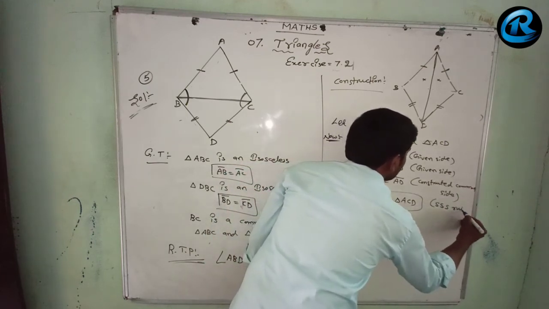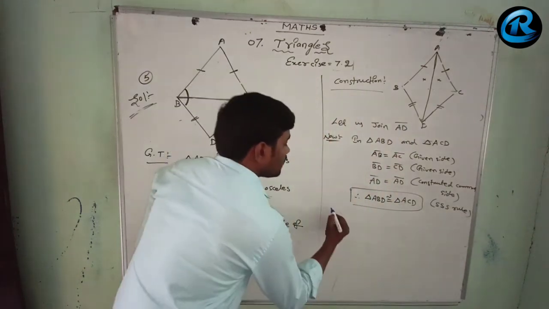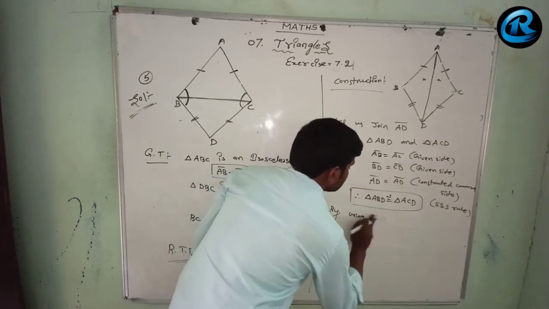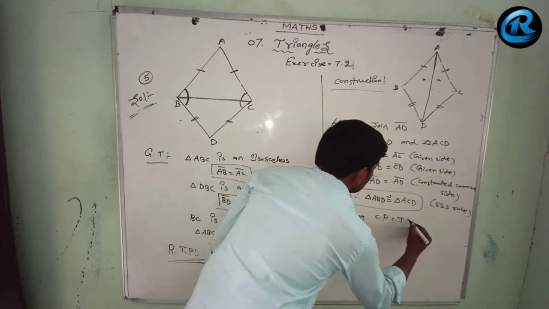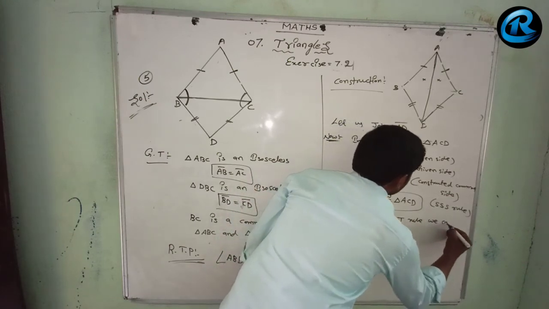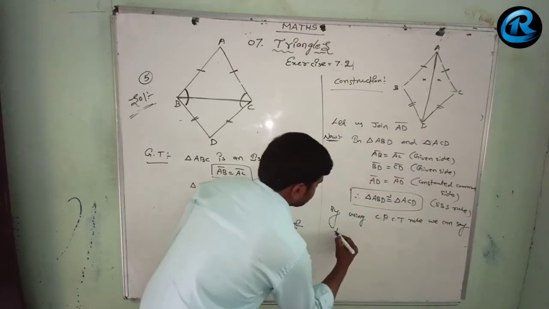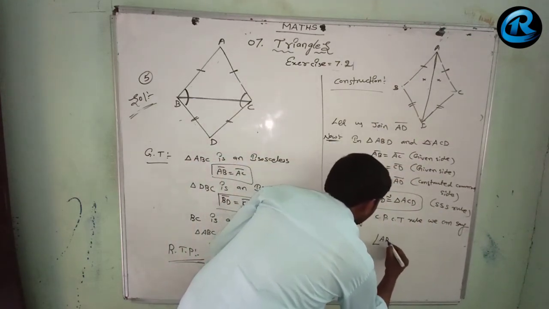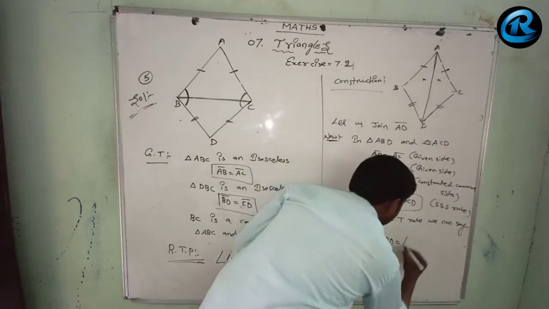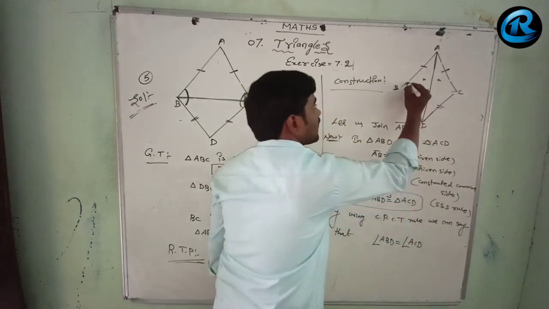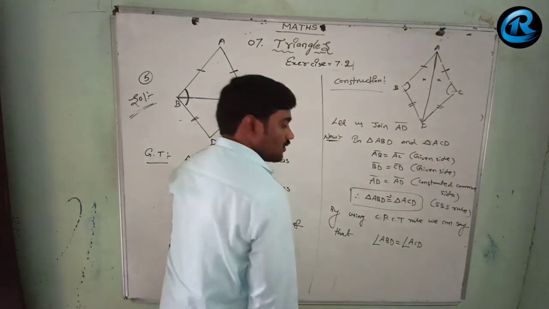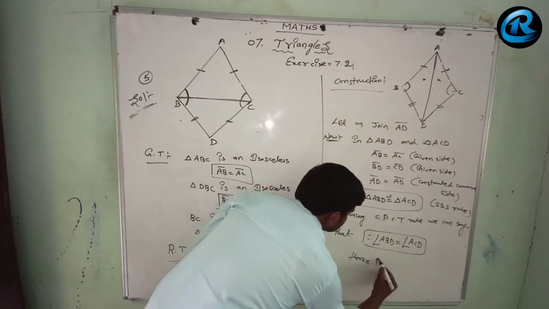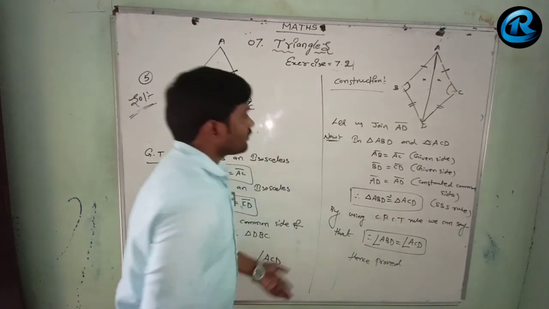By using the CPCT rule we can say that here angle ABD is equal to angle ACD. So these two angles we can say they are equal. Hence proved. Proof is completed.